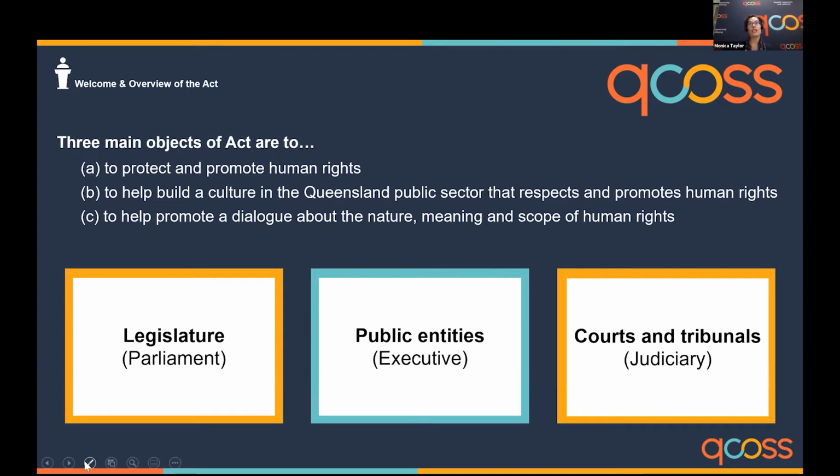It's worth mentioning, I think, just in terms of the framework of the legislation, that it promotes what is called a dialogue model. And you can see that there on the slide. A dialogue about the nature, the meaning, and the scope of human rights. So what does that actually mean? Because it's quite a legal concept. It means that those three different branches of government, our legislature, our courts, our tribunals, the judiciary, and in the middle, you can see public entities, the executive, those three branches of government are in dialogue. They have a discussion with each other about human rights.